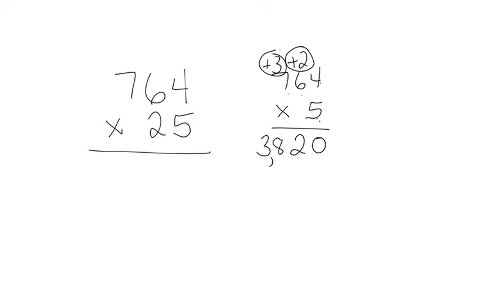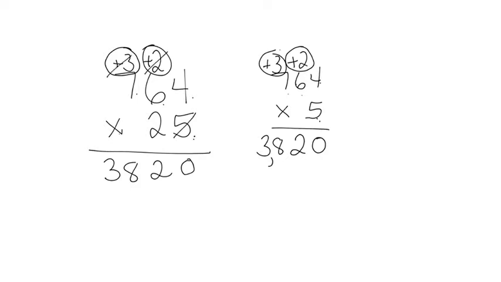Starting from right to left, least to greatest. 5 times 4 is 20. Regroup the 2. 5 times 6 is 30, plus 2 more is 32. Regroup the 3. 5 times 7 is, hopefully you said 35, and then we will, hopefully you said, add 3 more, so 35 plus 3 is 38. So now we're done with the 5 and what we were regrouping.